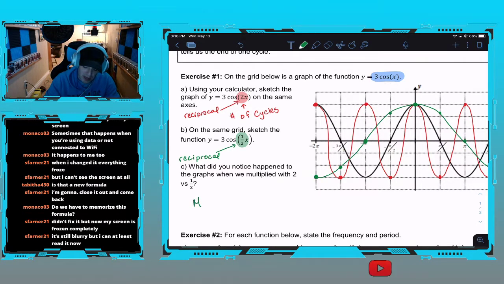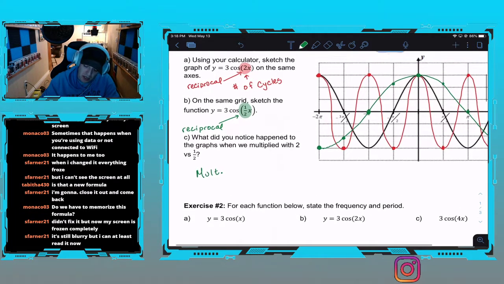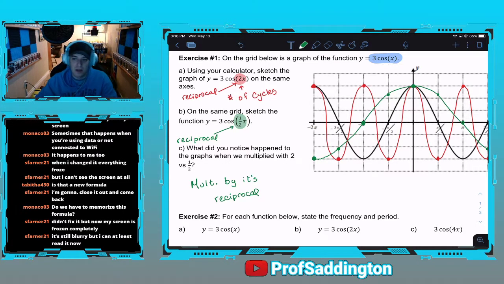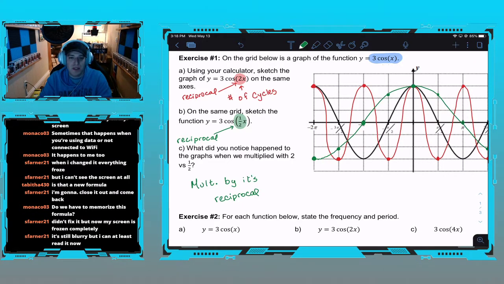So I'm just going to write that down here. We're going to do some examples with that more tomorrow. Maybe we do a little bit today. Yeah, we're going to do a little bit today. Multiply by its reciprocal. Because when something happens on the inside of the parentheses, it's really going to be the opposite. Okay?